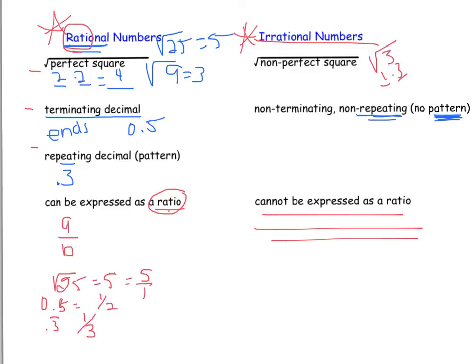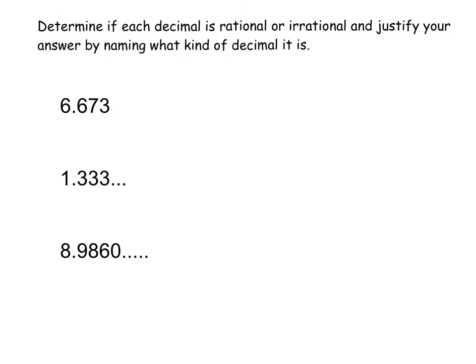So your rule of thumb is, if you have a non-perfect square or a non-terminating, non-repeating decimal, it's irrational. If you have any of these types or a fraction, it is rational. The most common famous irrational number there is pi. I am going to hopefully remember to put a link onto the Blackboard site of a game that will let you practice just telling whether something is rational or not rational. So that's the first part.